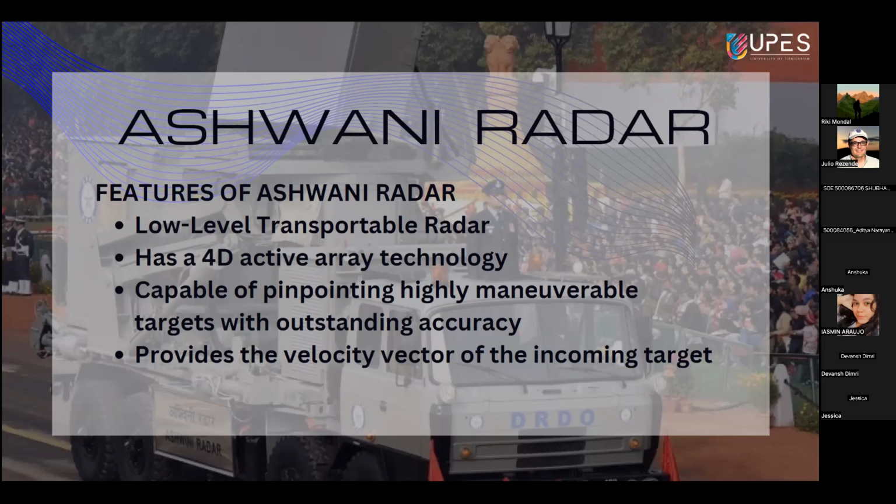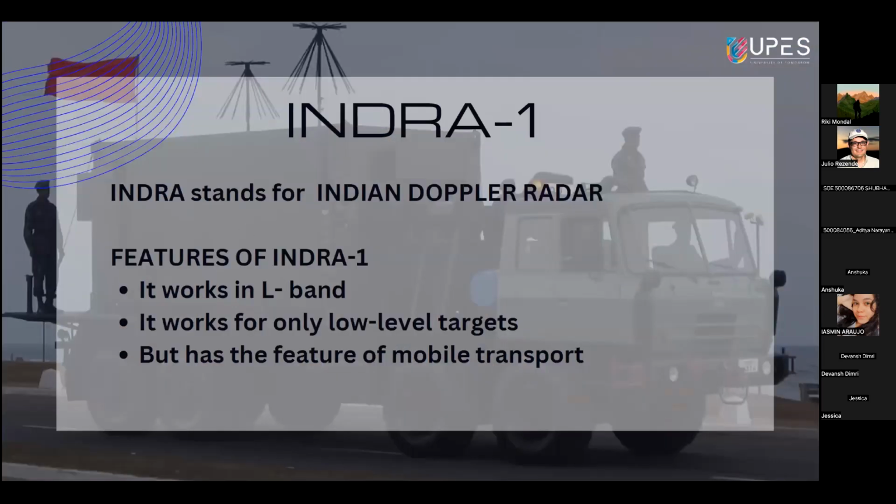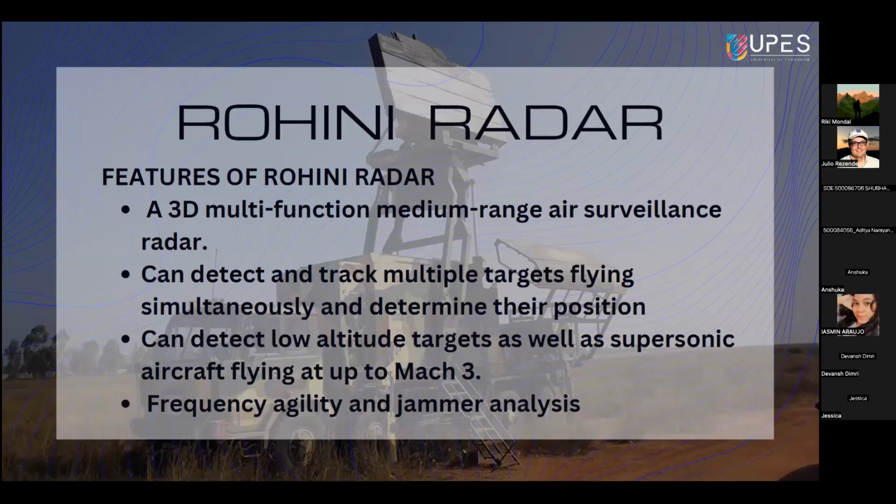Next, if we talk about the Rohini radar, the features of the Rohini radar: it is a 3D multifunctional medium range air surveillance radar. Rohini can detect and track multiple targets flying simultaneously and determine their position. Its horizontal detection range is up to 170 kilometers and 15 kilometers in altitude. The Rohini radar system can detect low altitude targets as well as supersonic aircraft flying at up to Mach 3.